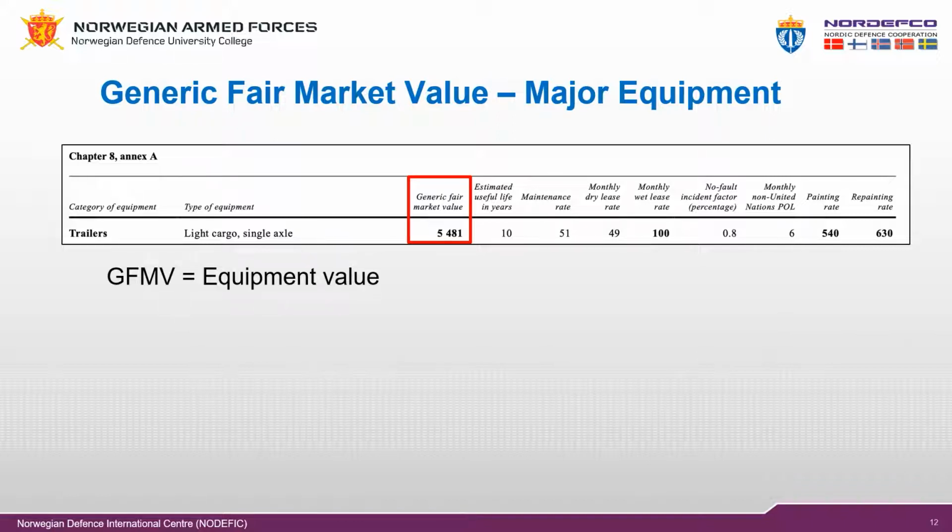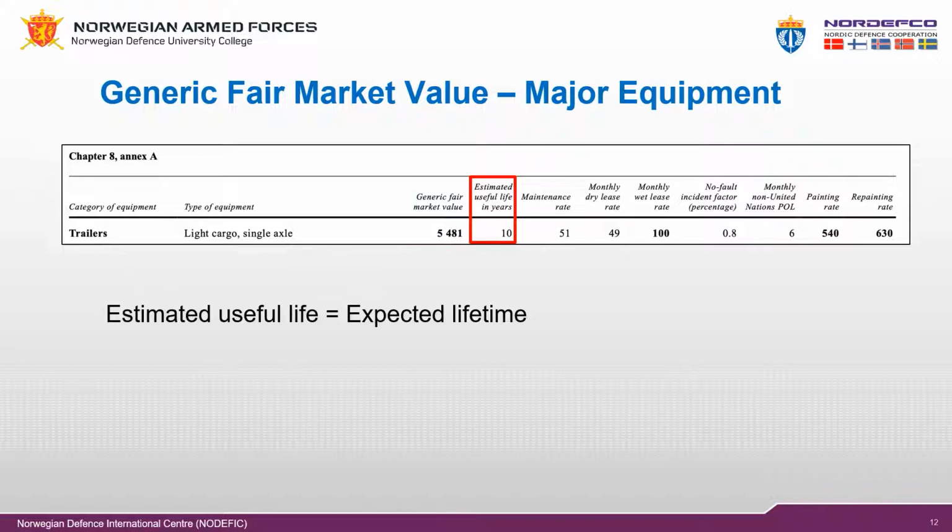Generic fair market value is defined as the equipment value for reimbursement purposes. It is computed as the initial purchase price plus any major capital improvements, adjusted for inflation and discounted for any prior usage, or the replacement value, whichever is less. The generic fair market value includes all items associated with the equipment in the performance of its operational role. Estimated use life in years is the expected lifetime of the equipment.